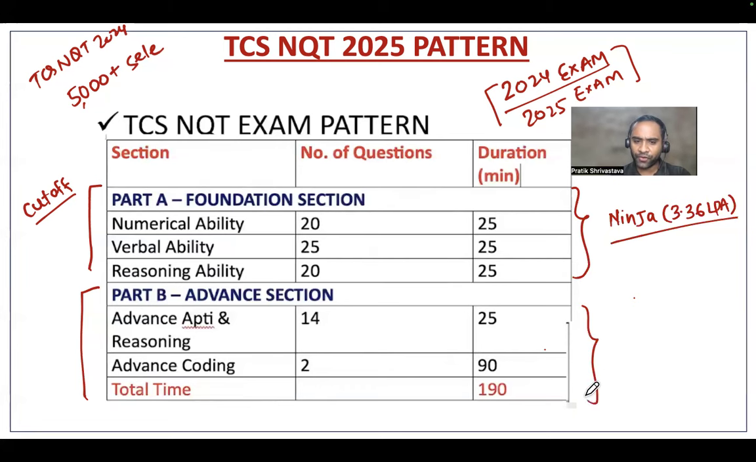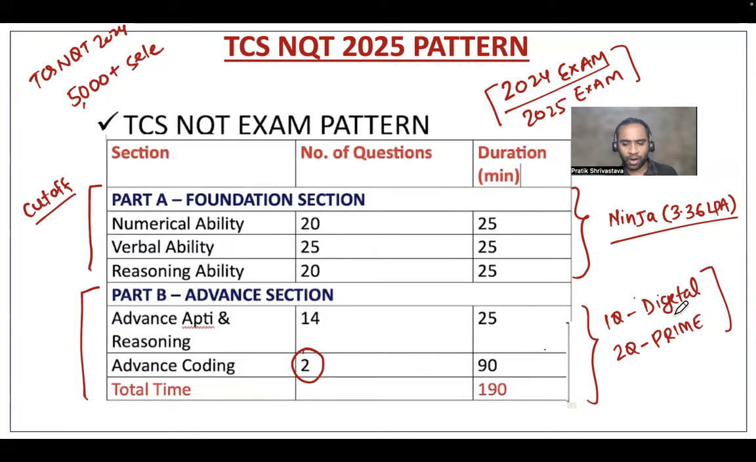And in part B, there are two advanced coding questions. If you do one coding question, then you will be called for the digital interview. And if you do both coding questions correctly, then you will be called for the TCS Prime interview. Now, friends, what happens if you are called for the digital or Prime interview? If you do not perform well in the interview, then you might get Ninja. There is also a probability that you will be rejected, because many candidates in 2024 were called for the Prime interview, did not perform well, and were rejected. They did not even get Ninja. All those things we will discuss.